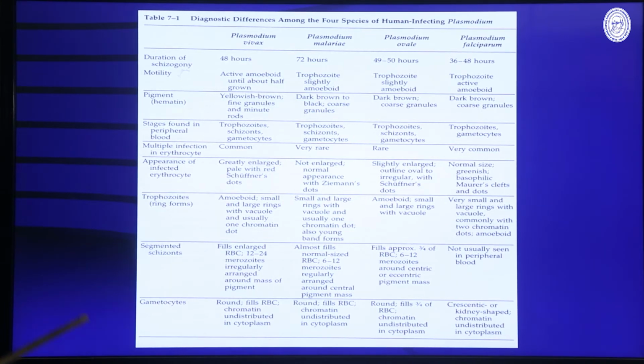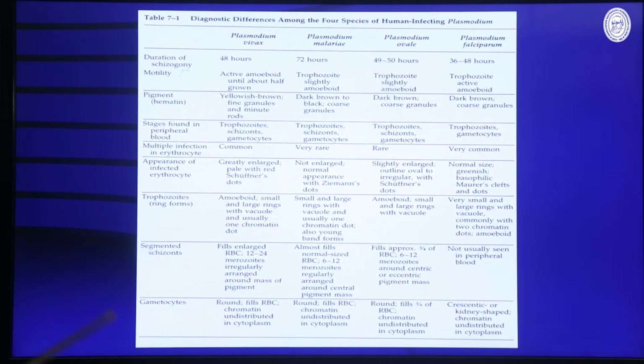Now, in case of segmented schizonts, here we can see the RBCs are filled largely with about 12 to 24 merozoites irregularly arranged with a pigmented mass. Whereas in case of malariae and ovale, only 6 to 7 normal sized merozoites are found, and they have some centric or eccentric pigmented mass, which is absolutely not common in case of Plasmodium falciparum.